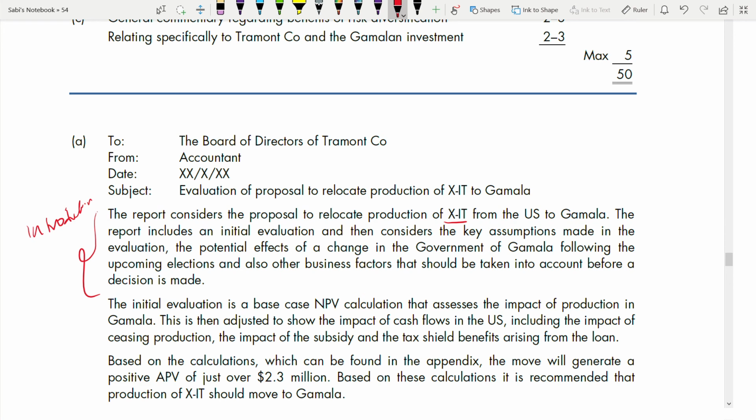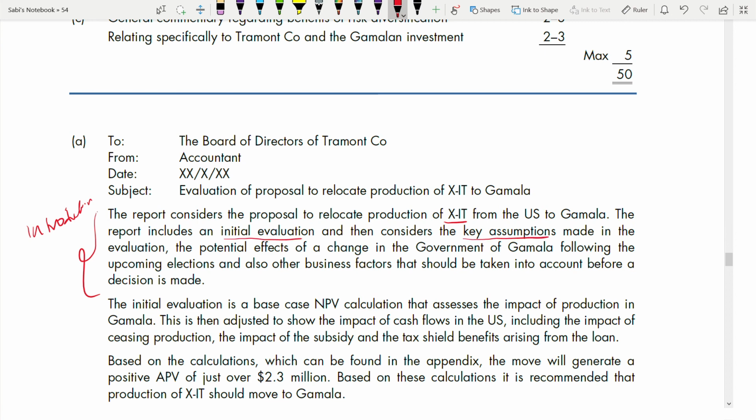The report includes an initial evaluation. What does the report do initially? You have to give step by step what the report is telling you. So initially, in the beginning, evaluation, and then it considers the key assumptions. So first it is initial evaluation, second it is the key assumptions.